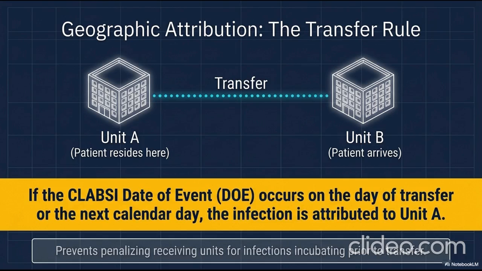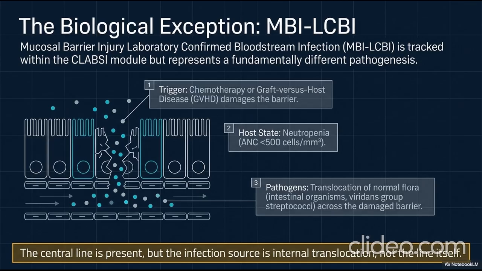A specialized subset is the mucosal barrier injury LCBI, MBI-LCBI, primarily seen in neutropenic patients or those with graft versus host disease. In these cases, normal flora like viridans group streptococci translocate across a damaged gut barrier. While these are tracked within the CLABSI module, they represent a fundamentally different pathogenesis, where the source is internal translocation rather than the line itself.